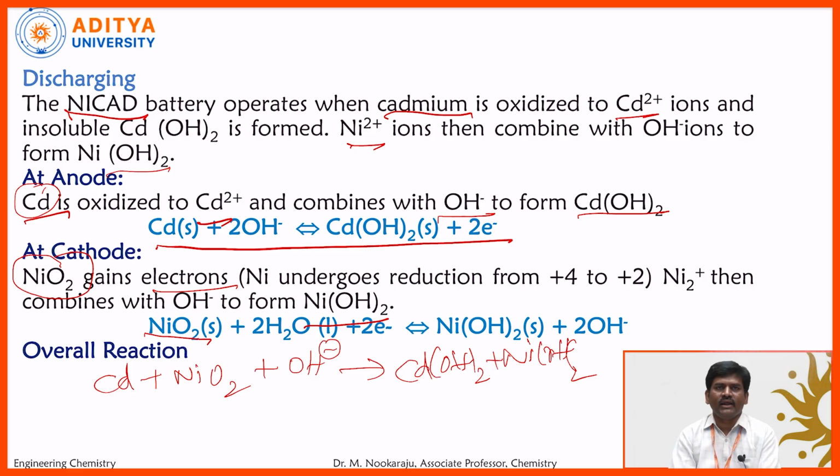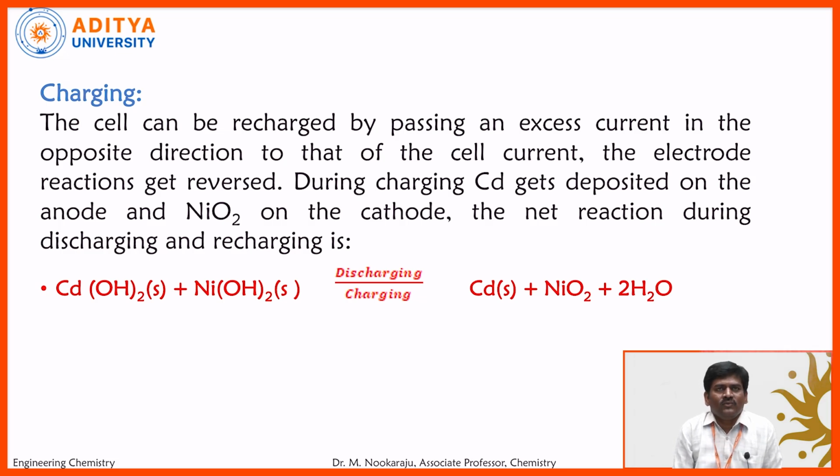So this is the overall reaction that is going to take place during the discharging process. Then what happens during the charging? Charging is reversible to that of the discharging process. So what we are going to do in the charging process is connect it to an external source. At the positive terminal and negative terminal, electric energy is supplied. That electrical energy will convert to chemical energy.